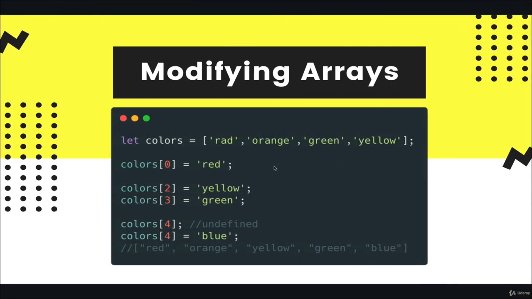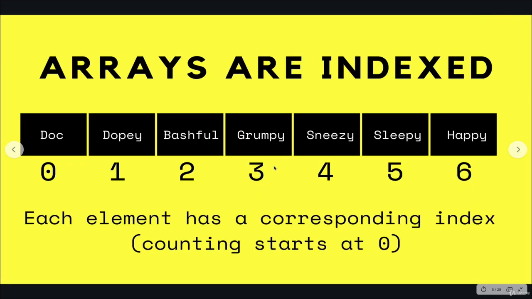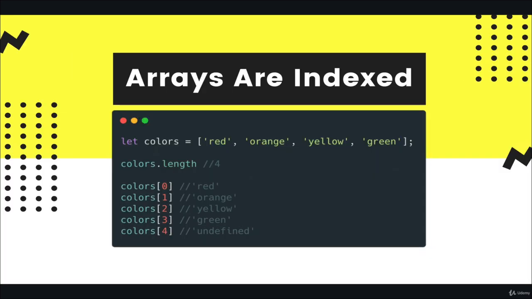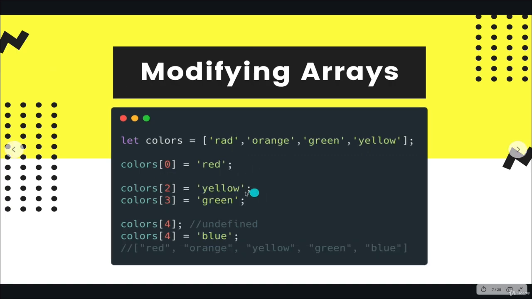So to wrap up what we've seen so far, arrays are indexed. Every element has a corresponding number starting at 0 all the way up until the end of the array, with the highest index always 1 less than the actual length. And we can use that index to access particular elements or to assign new values at those slots. So like we did here, we fixed rad and made it red.